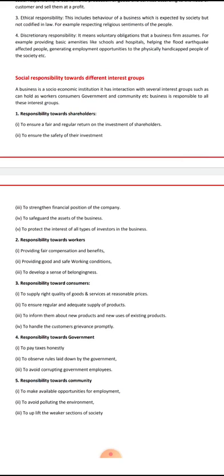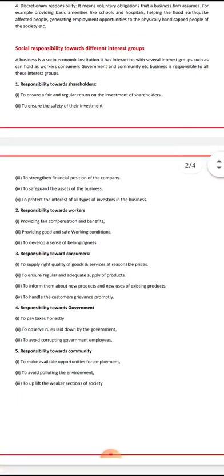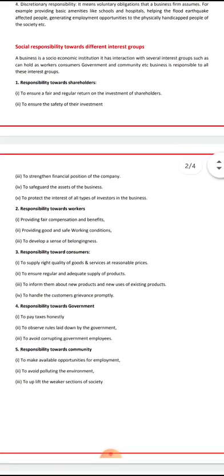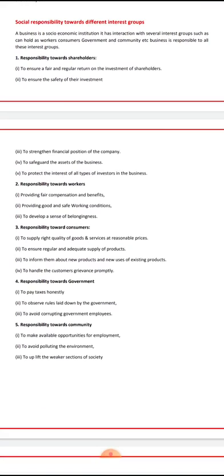The persons who are working for the organization. The firm has, you can say, certain responsibilities towards them also. Now let us discuss them point by point. The first one is providing fair compensation and benefit. Second is providing good and safe working conditions. Obviously the firm should always provide better working conditions. We have discussed it before also. Third, to develop a sense of belongingness. So these were the few points which a firm should follow towards the workers.